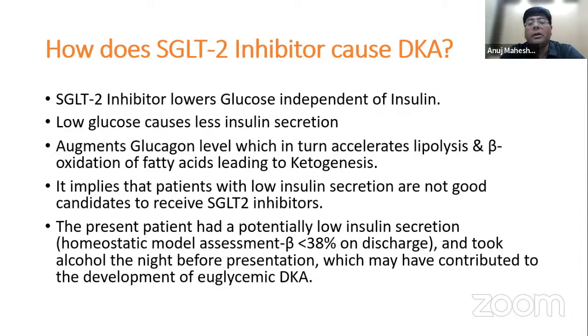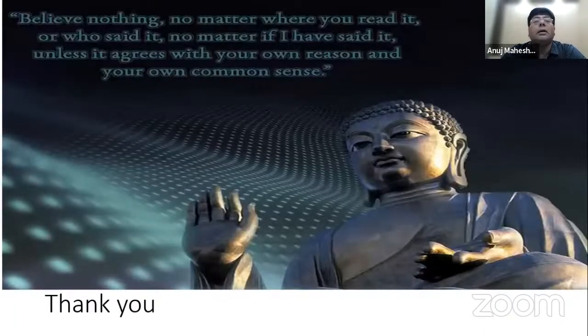And this particular patient had potentially low insulin secretion, which we came to know later from the HOMA-beta, less than 38% at the time of discharge. The patient also took alcohol a night before this all happened, which put the patient into transient hypoglycemia, which may have contributed to the development of the euglycemic diabetic ketoacidosis. So this is the explanation, whether right or wrong, it is a matter of discussion.